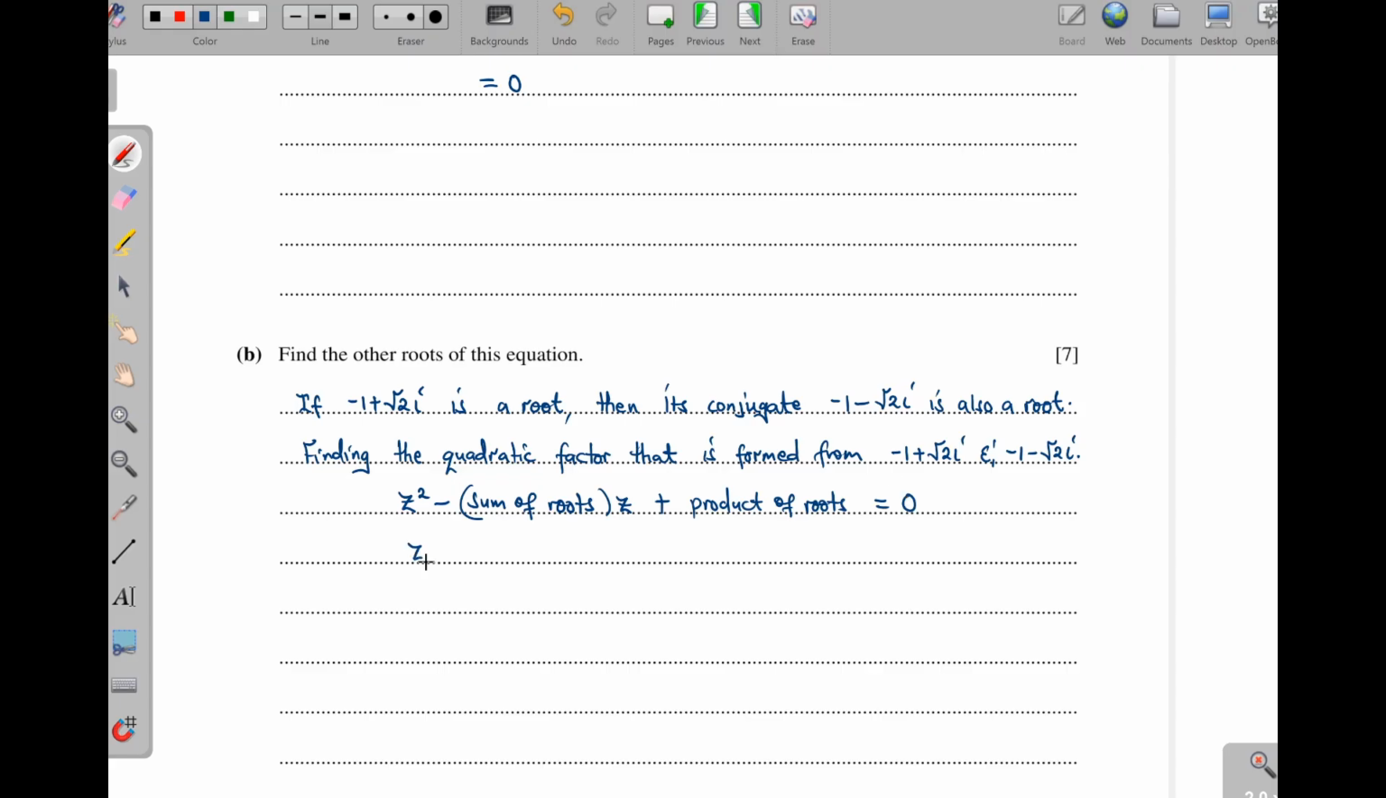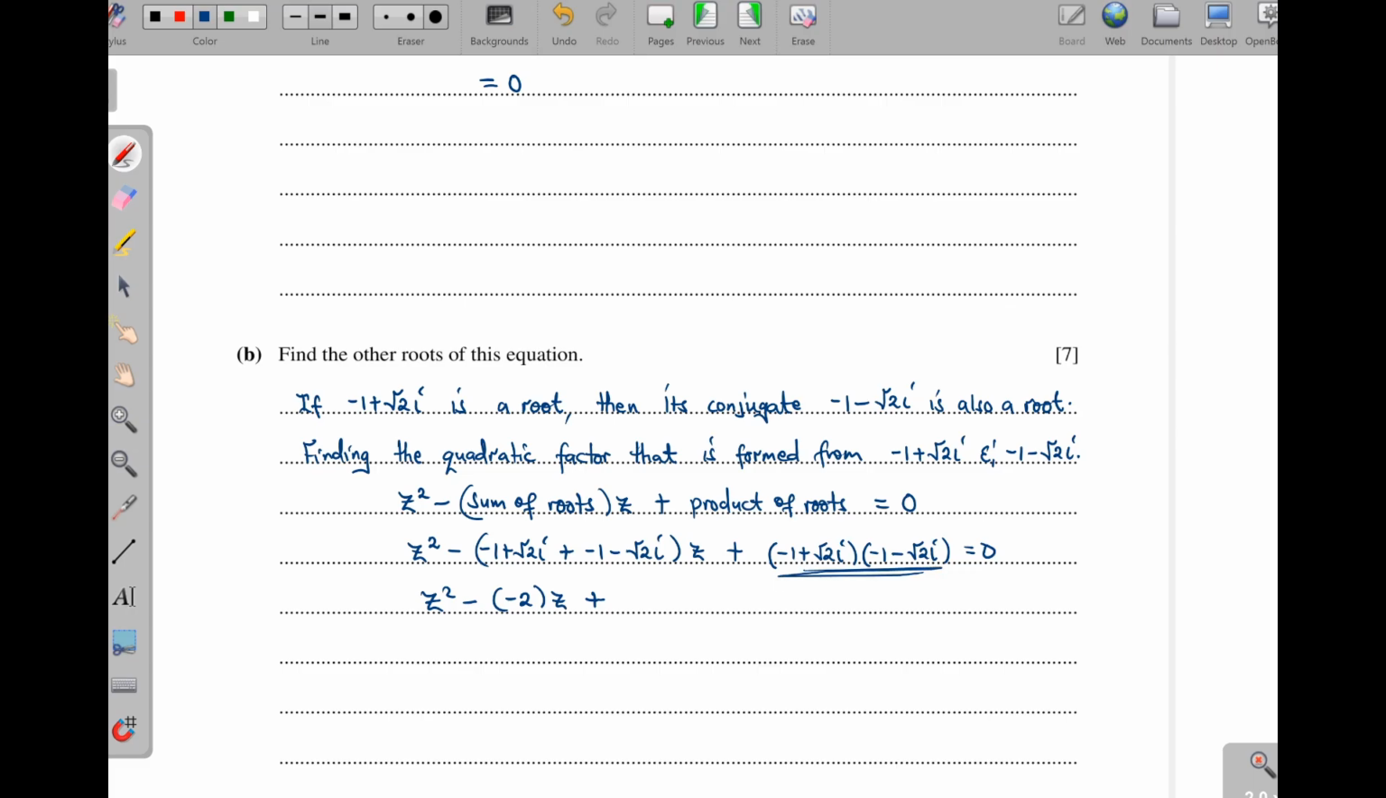Then this one will give us a what? A 0. So we shall have z squared minus the sum of the roots, these 2 added together. So you get -1 plus root of 2i, then plus -1 minus root of 2i, like that. Then z, then plus the product, you have -1 plus root of 2i, and then negative 1 minus root of 2i. Okay, so here we can easily see that the imaginary part is going to go. So we have negative 1 minus 1, that will be negative 2, not so? So minus, then we get negative 2 here, then z, then plus the product.